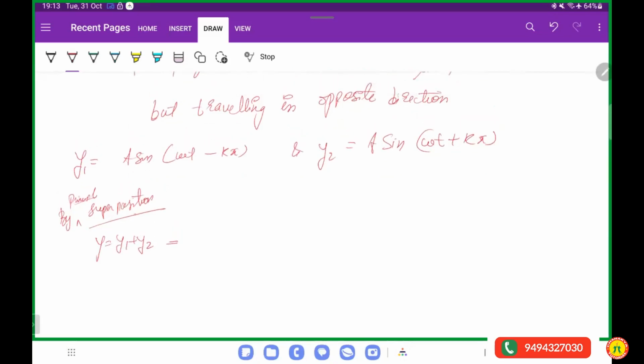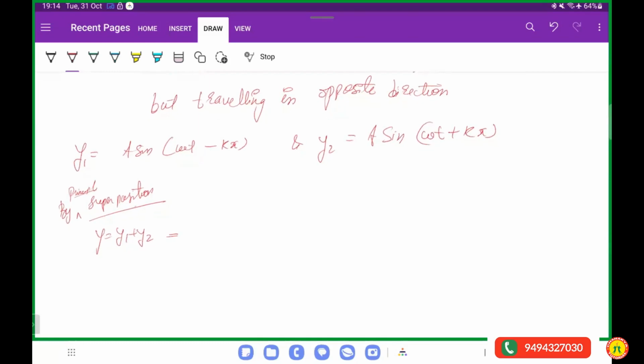So if I add both, we need to just use the sin(A plus B) formula: sin A cos B plus cos A sin B. So there, both negative terms will get cancelled. So we're left with 2A cos kx sin omega t.